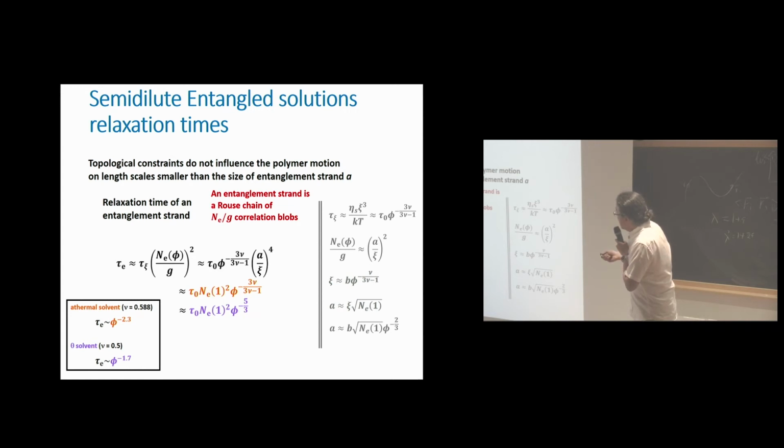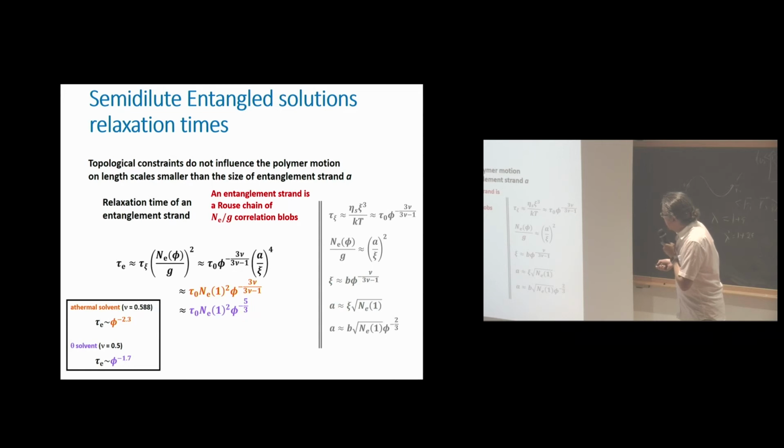And then this is the relaxation time on an entanglement strand, tau E. The entanglement strand is a Rouse chain, a Gaussian chain, and the monomer is the blob, and its number is NE over g. So this is the number of monomers in an entanglement strand, and g is the number of monomers in a blob. Okay. So this is a Rouse time expression. Rouse time is the product of the relaxation time of the monomer, here a blob, and its size squared. So we know tau xi on the previous page, and we know its dependence in NE over g.